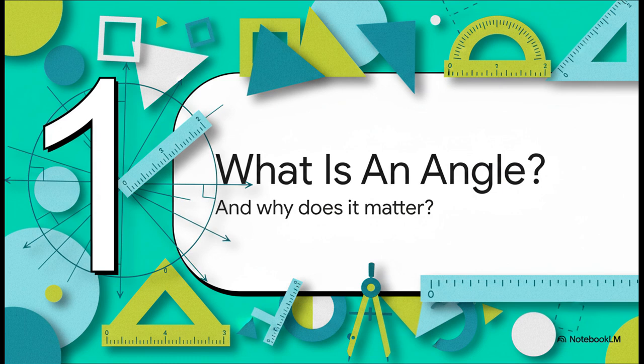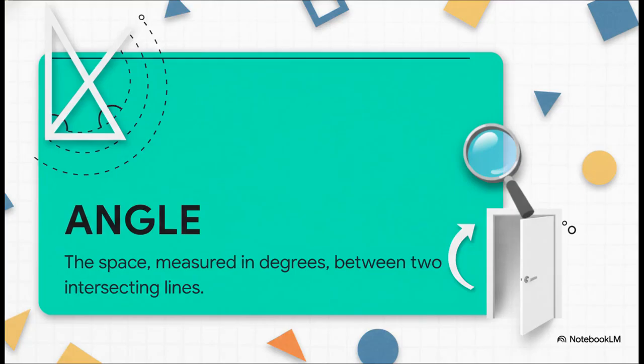to start with the most basic question of all. What even is an angle? I mean, it's the foundation for literally everything we're about to cover. And here's the deal. It's super simple. An angle is just that space, that little gap, that's created when two lines meet at a point. And we measure that space in units called degrees.